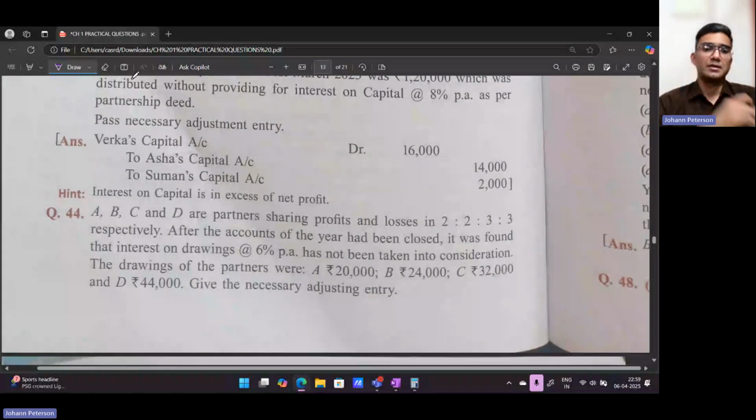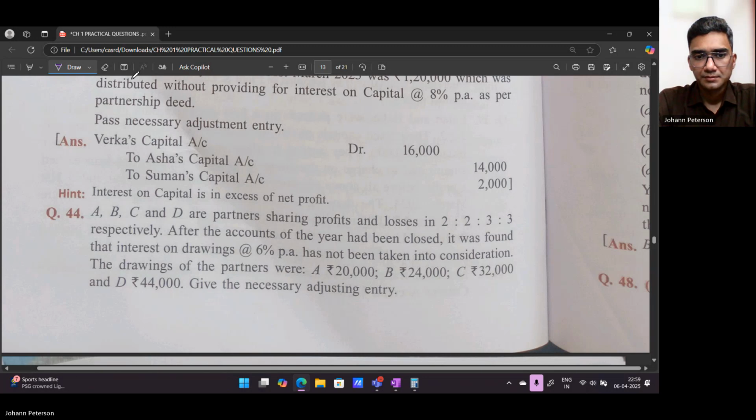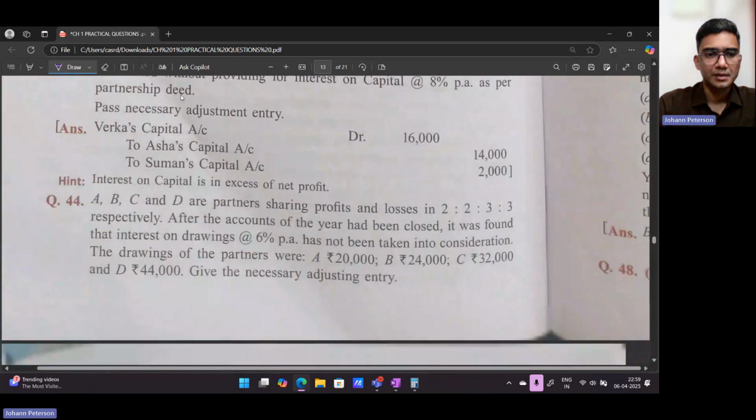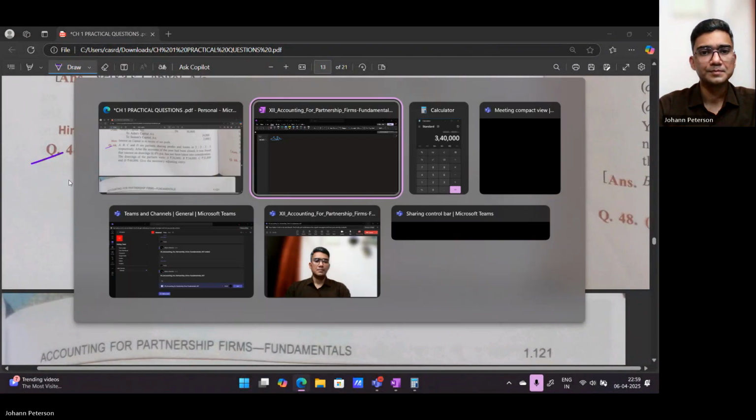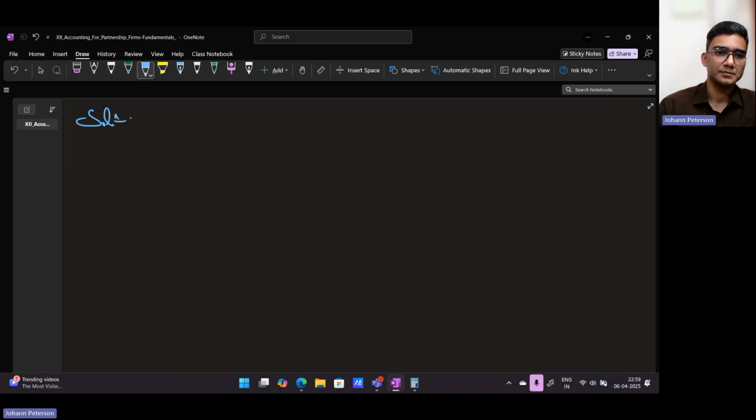So let's think. Again, we have not been told the profit for the year. We have just been told something about interest on drawings. So this is solved like we solved the first question, which was 40. So let's look at this question, what we will do now. Leave some space, write your working note. In this, make your adjustment table.